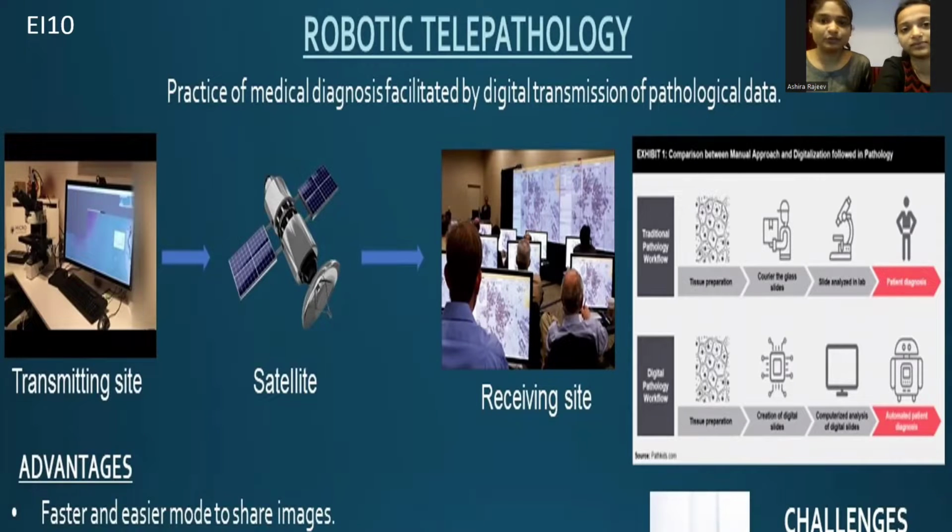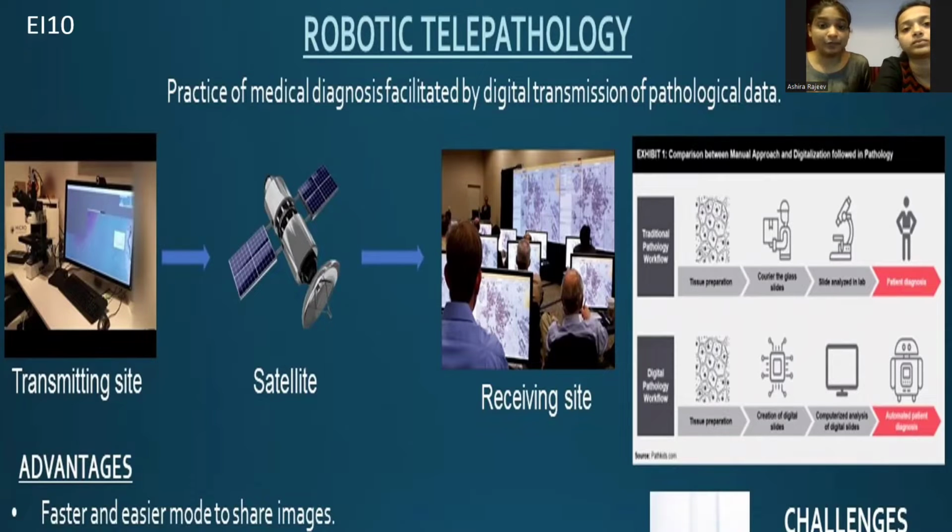Today we are here before you to present on the topic robotic telepathology. Robotic telepathology is a practice of medical diagnosis facilitated by digital transmission of pathological data. Images can be transmitted via ordinary telephone lines, satellites, and internet. It enables a pathologist at a distance to use a personal computer to simultaneously control a robotic microscope and to view the data on a monitor screen.